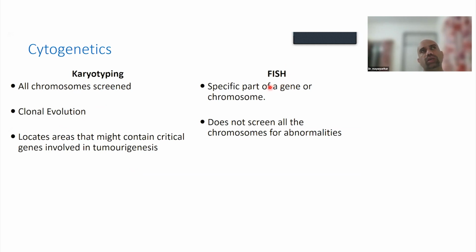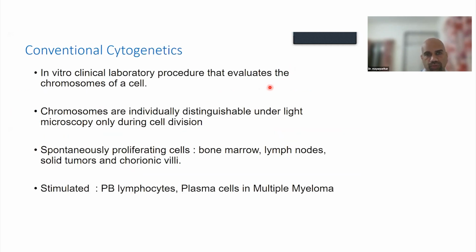Whereas FISH will only answer the question you are asking. So you use specific probes and you ask a question: is BCR-ABL present or absent? FISH will just give you that information, positive or negative. It will not give you information as to what is happening in the other parts of the genome.